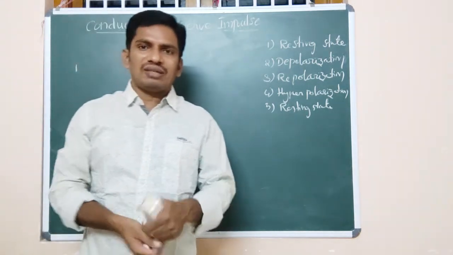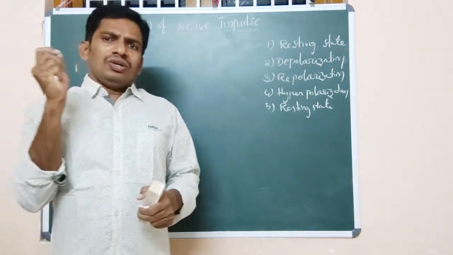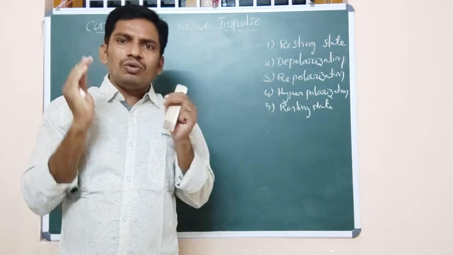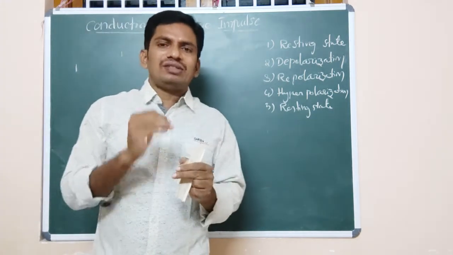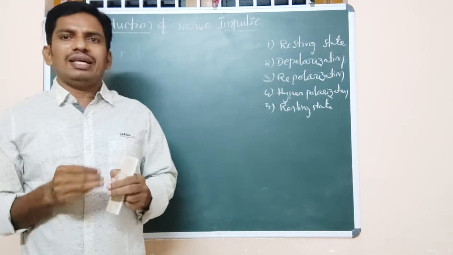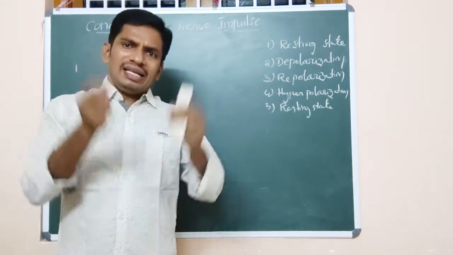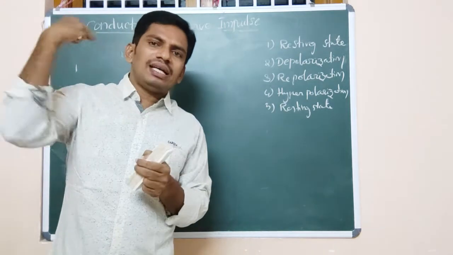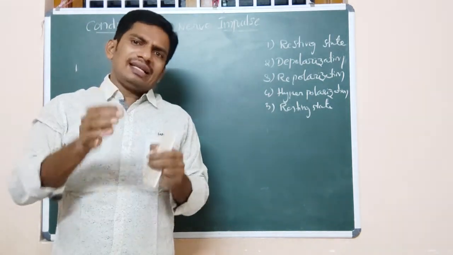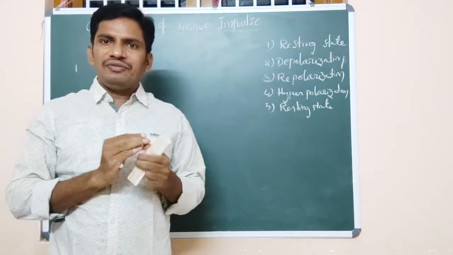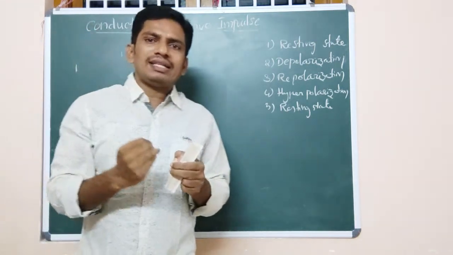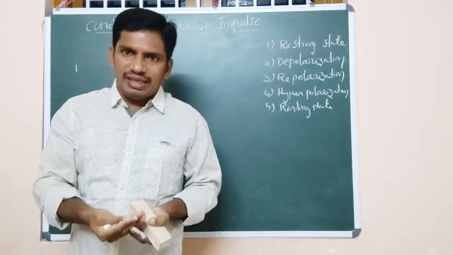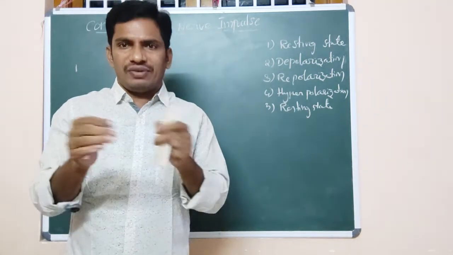Here all or none function means when a neuron is stimulated, the amount of stimuli required for the conduction of impulse, that value is known as the threshold stimuli. If you provide more than that, then the same output will result. If you provide stimuli below the threshold, there is no function. That is the all or none function.